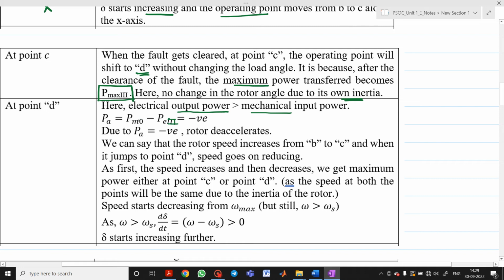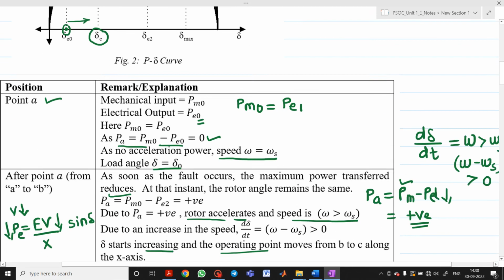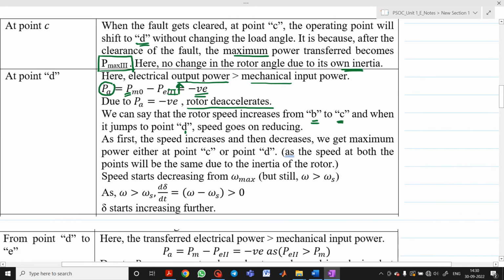So PA equals PM0 minus PE3. Now as this PE3 is more compared to PM0, your accelerating power will be negative. As it is negative, the rotor will start decelerating. Now we can say that the rotor speed increases from point B to C, and when it jumps to point D, the speed goes on reducing. Please see, from B to C delta will go on increasing, and once the point reaches D, the rotor speed will go on reducing.